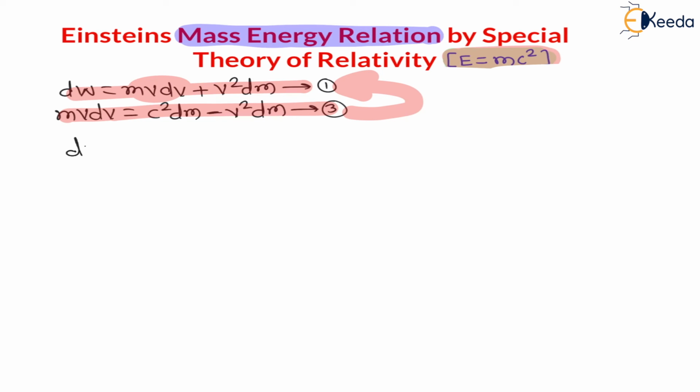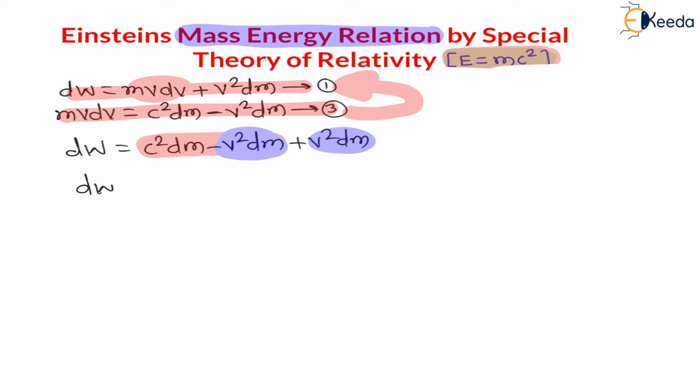Therefore the first equation will become dw is equal to mv dv, which is nothing but C square dm minus V square dm, and then there is already V square dm in equation number 1. See, this complete term is nothing but mv dv. Now my dear students, can I say here this V square dm and minus V square dm will cancel each other, therefore this dw is nothing but C square dm. dw is equal to C square dm. Let us say this is our fourth equation.